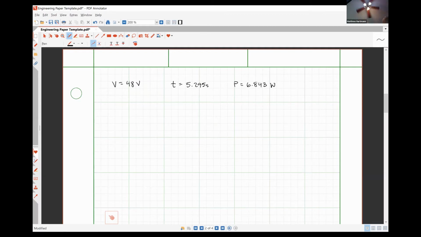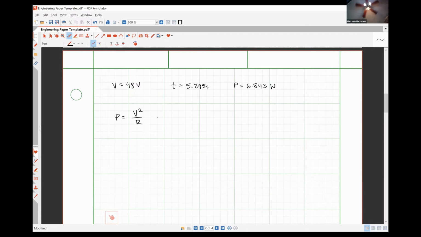So we have voltage, power, and time, and we are trying to figure out the resistance value R. So for a known resistance, power can be expressed as V squared over R or I squared times R. We're going to use this guy, and so we're going to have R is equal to V squared divided by P. And there we go. The time was just there to confuse you. Cool.